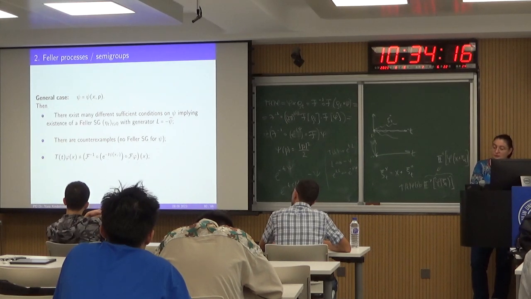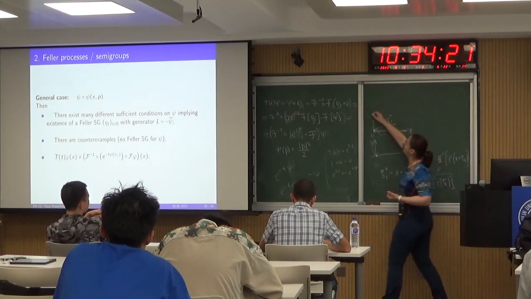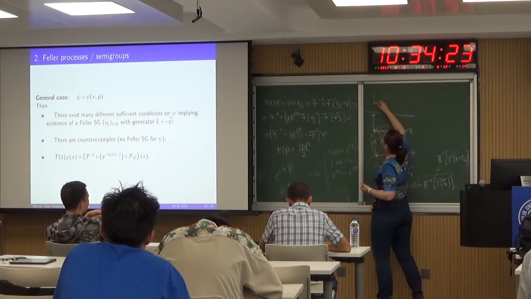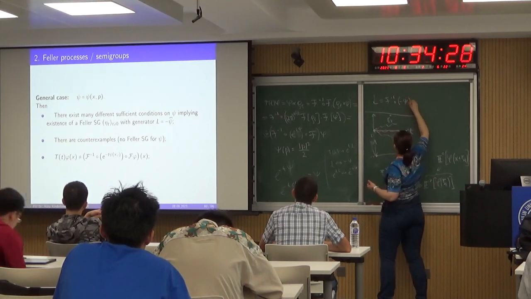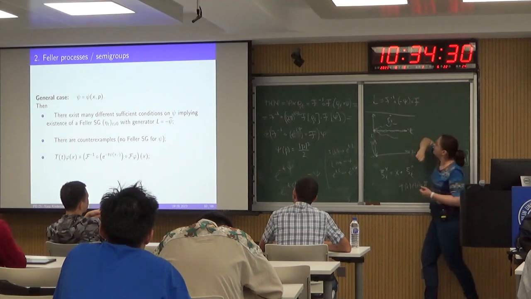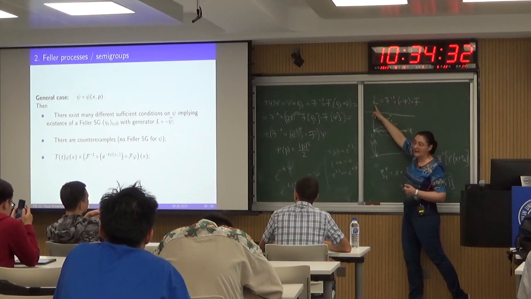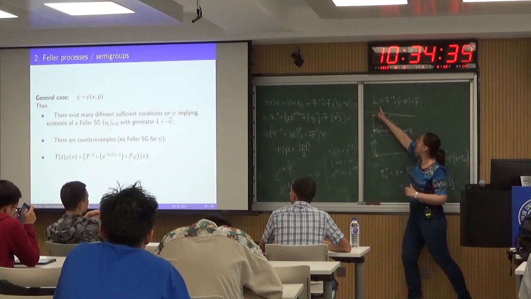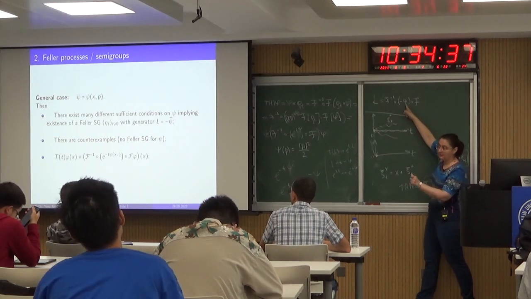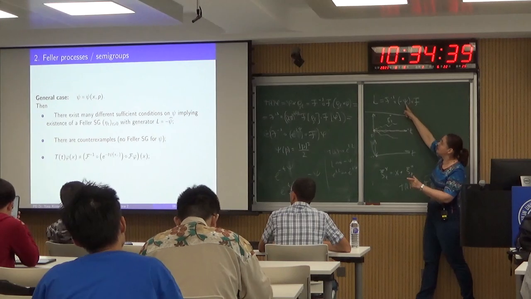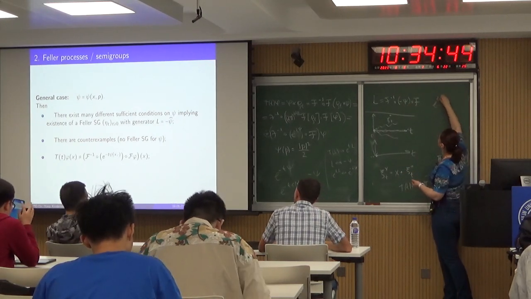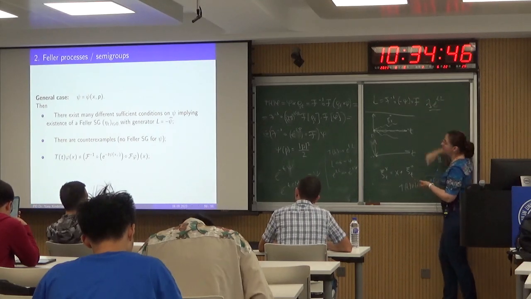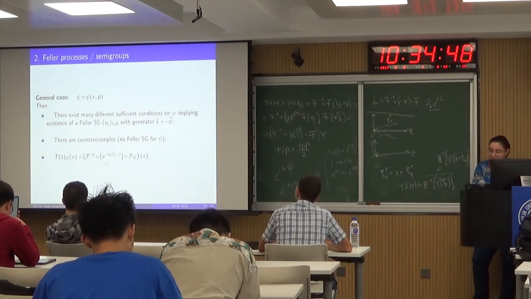This doesn't work anymore. So once again, what do we have? I have the operator L, which is a pseudo-differential operator with symbol minus psi. Assume that it does generate a Feller semigroup, and psi depends on x and p. Then T_t exists, the semigroup exists, but it is not of this form.